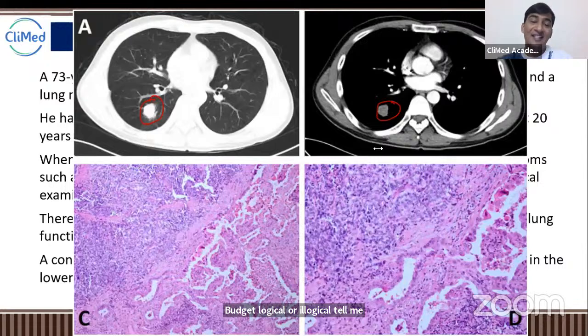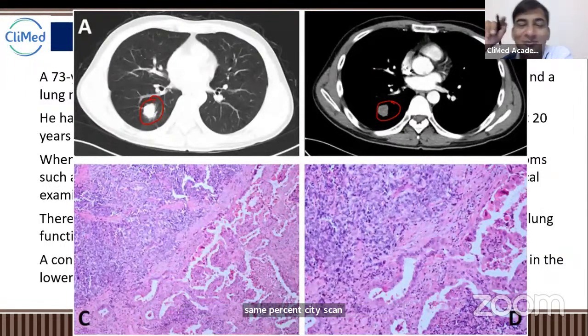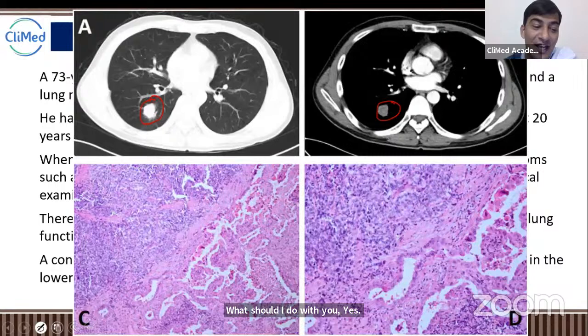The nodule is on the left? How can you say that the nodule is on the left? This is the same patient's CT scan, guys. Oh, guys, what should I do with you? Tell me. Anyone? Now no one will speak, huh?